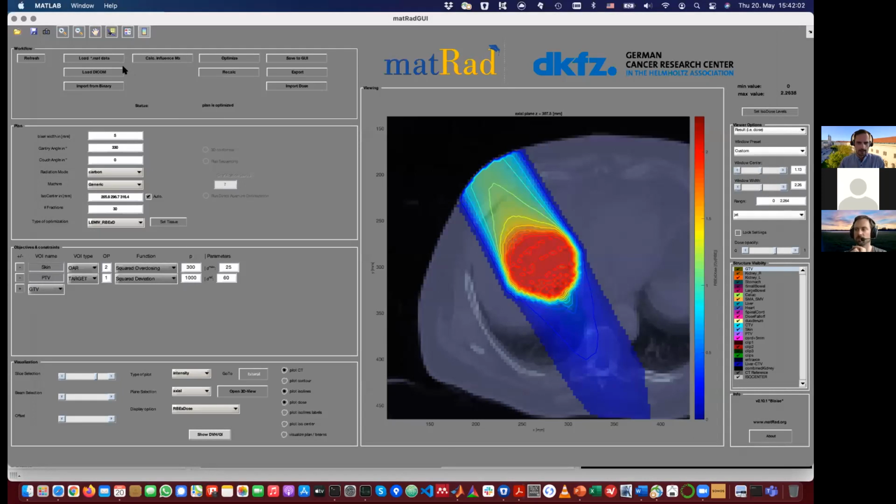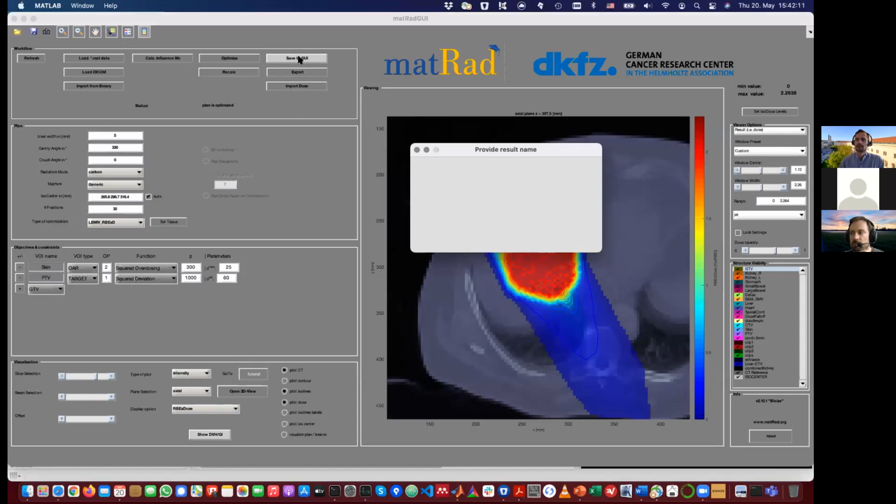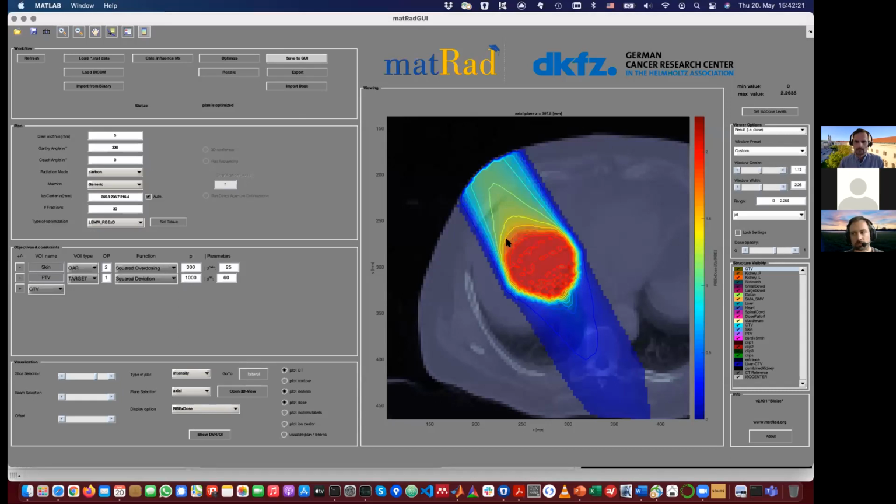All right, and now we also save this result. And I simply save it as alpha beta ratio of 2. Click on save. All right, now let's check the display option. Yes, RBE weighted dose is here.